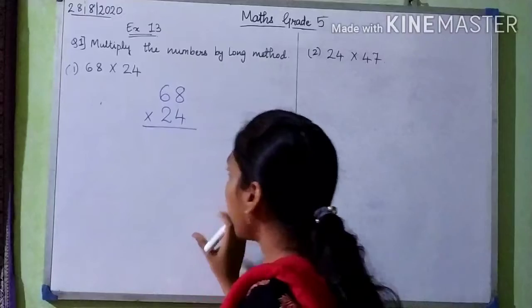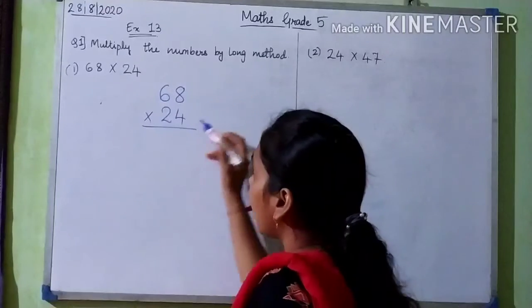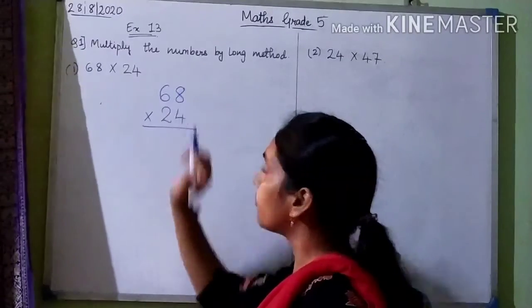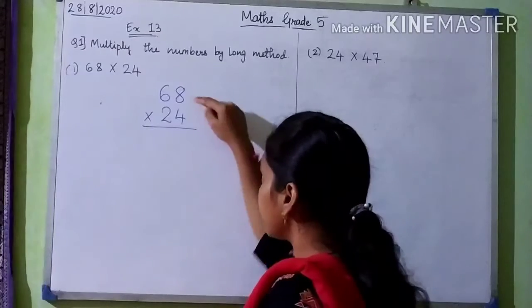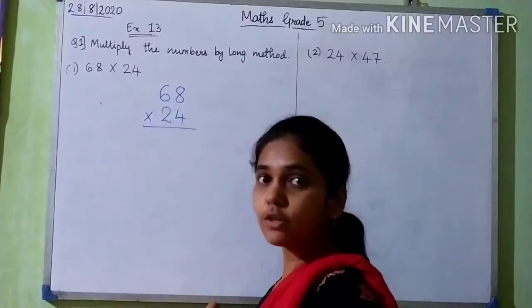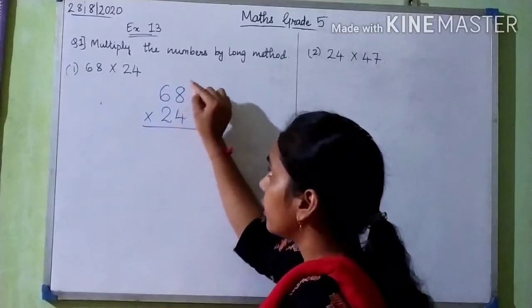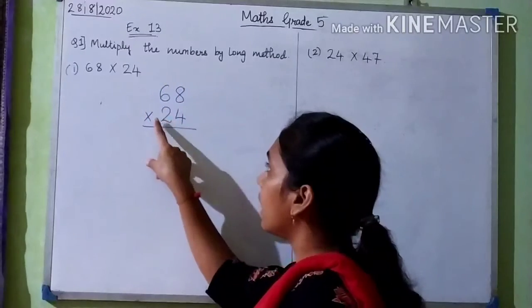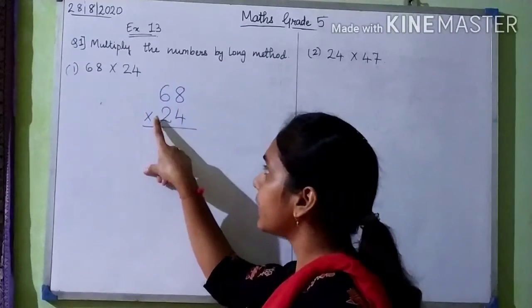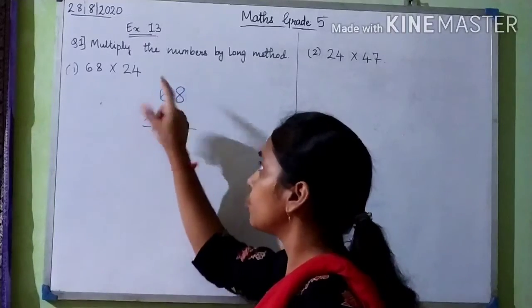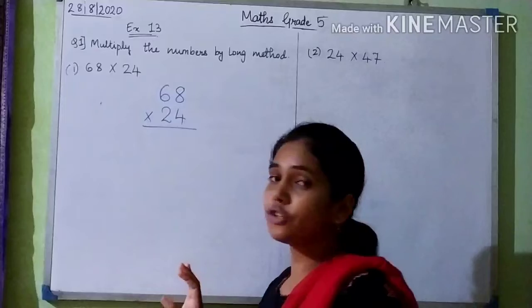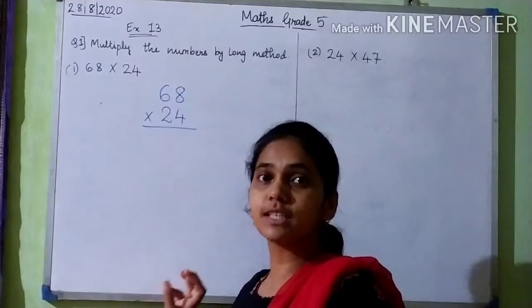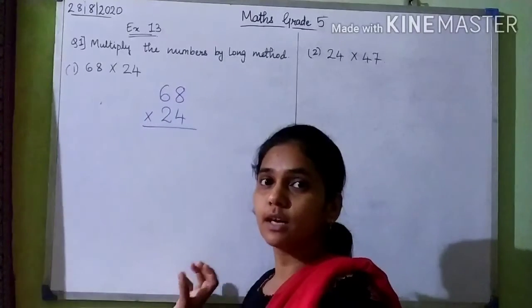Now I have to multiply each number starting from the right to each number which is up. That means here 68 is multiplied by 24. So first I will multiply 4 by 8, then I will multiply 4 by 6, and after that is completed, I will multiply 2 by 8, and then I will multiply 2 by 6. For multiplication, your tables need to be very perfect, at least till 10. You need to be very perfect with the tables up till number 10.